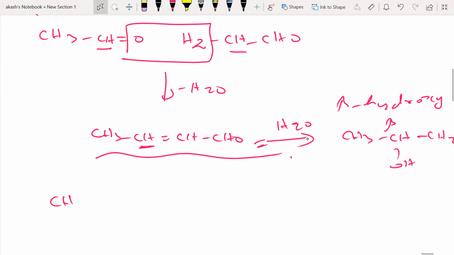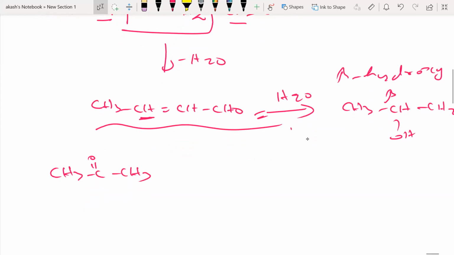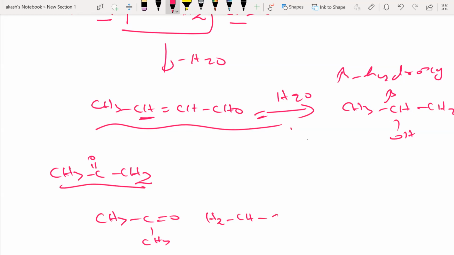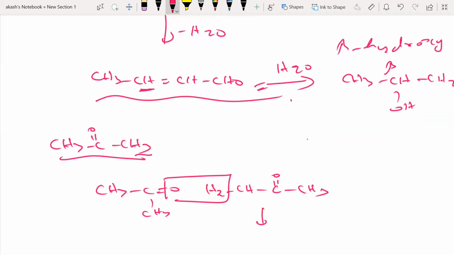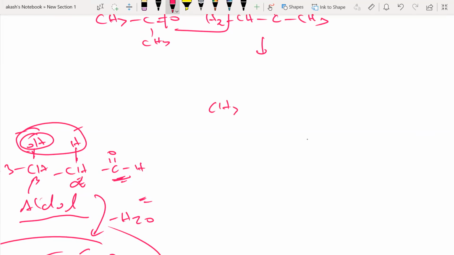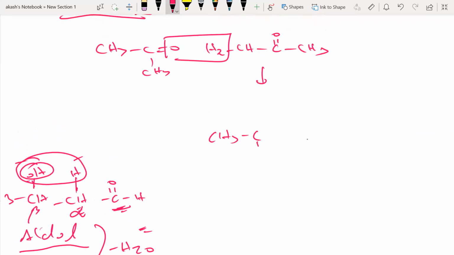Acetone. So we have CH3, C double bond O, CH3. Now for this, how do we write? It is very simple. Let me write it like this: CH3, C double bond O with the CH3. You have to take the alpha hydrogens, the alpha carbon, and put it on this side. So we'll write CH2H, C double bond O, CH3. Now easily I can remove this H2O to form CH3, C, CH3, double bond CH, C double bond O, CH3, the final product.